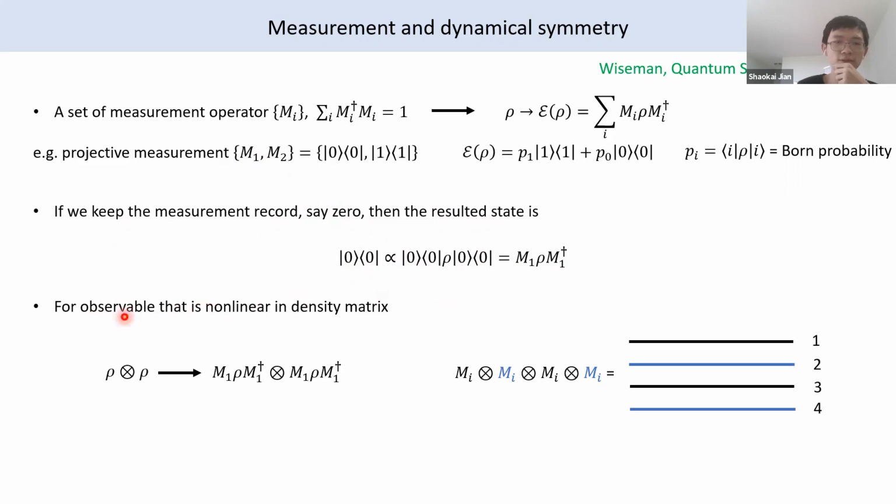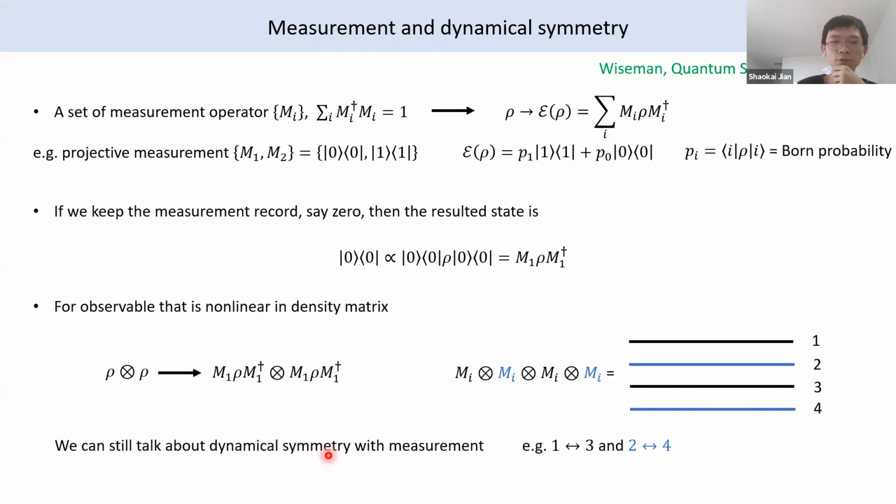If we look at an observable that is nonlinear in the density matrix, say the density matrix squared, then there are 4 copies of the same measurement operator applying to the density matrix squared. It is similar to the evolution operator. One difference is that the measurement operator can be Hermitian instead of unitary. Actually, they can be any operator, as long as this requirement is satisfied. So we can still talk about dynamical symmetry with measurement. Apparently there is still the mirror symmetry between 1 and 3, as well as between 2 and 4.